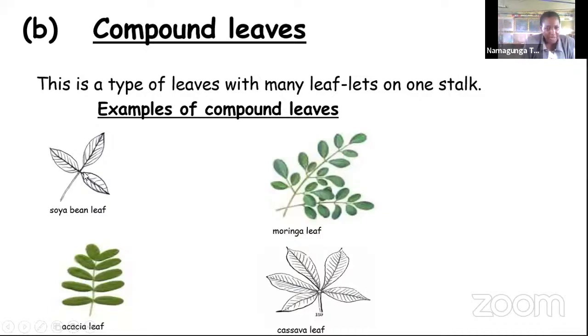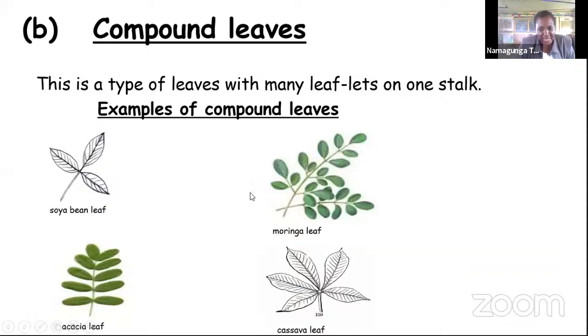When they come together, they form one big leaf. You see the first one, the second one, and the third one. When they join, they make one leaf with one stalk. When you look at them, they are completely divided into small leaflets, small leaves. Have you got the difference?